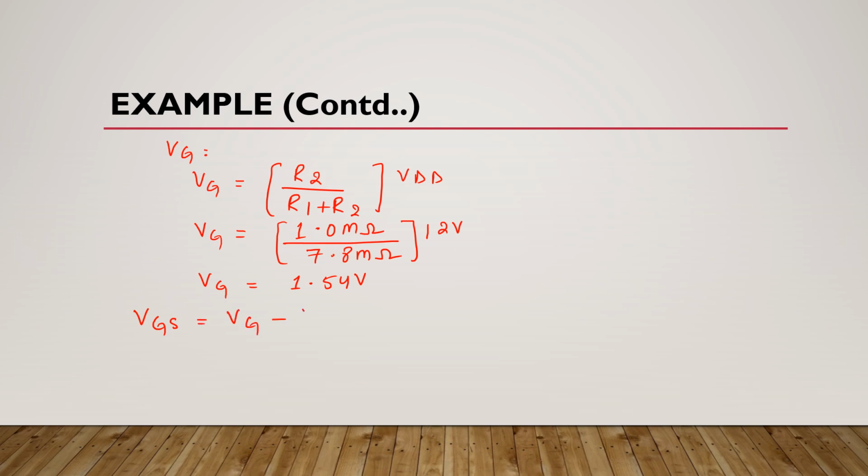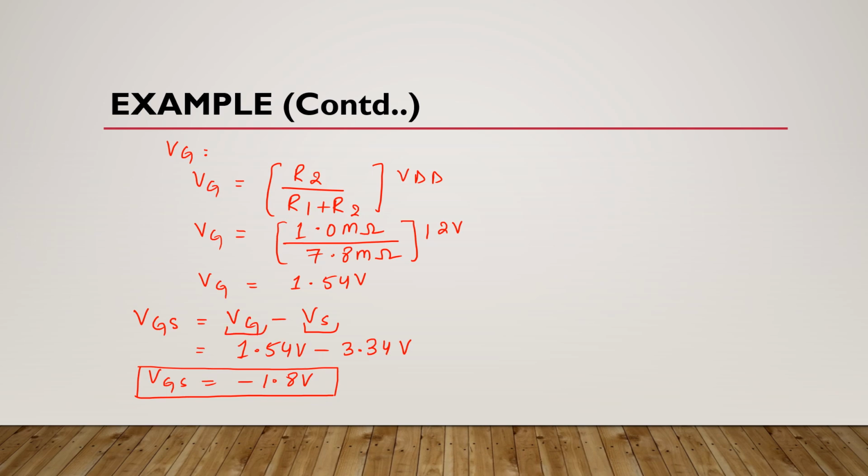Now we will find the value of gate to source voltage, which is equal to gate voltage minus source voltage. Here gate voltage is 1.54 volts and source voltage is 3.34 volts. It means gate to source voltage will be minus 1.8 volts. The answer is negative because we know that this gate to source voltage is negative for an n channel JFET. It means here this source voltage is more positive as compared to this gate voltage. So this is your answer.